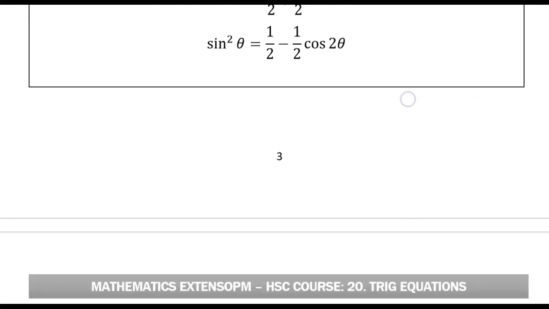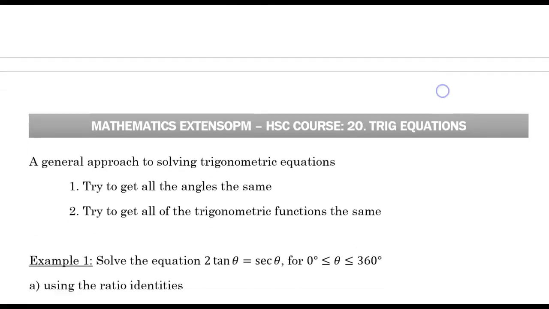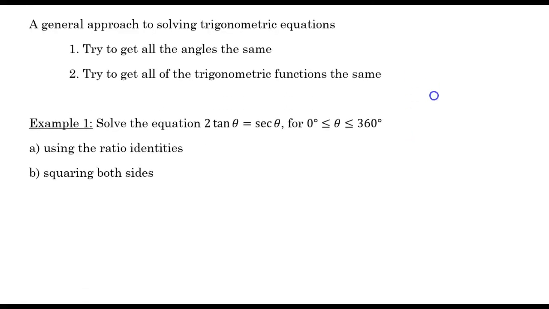Now that's because, generally speaking, when I have a trig equation that I'm trying to solve, I want to get all the angles the same, and then all the trig functions the same. Once I've got that far, then it's probably fairly solvable. There's quite a few examples to go through here, and they'll take a little while. So let's get stuck into those.